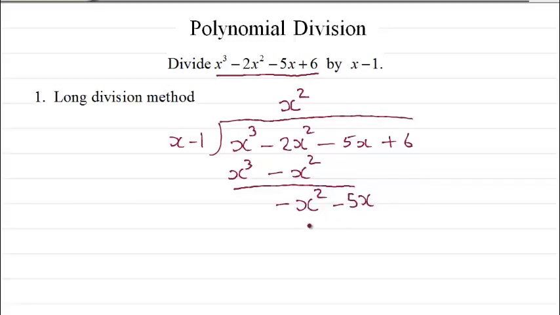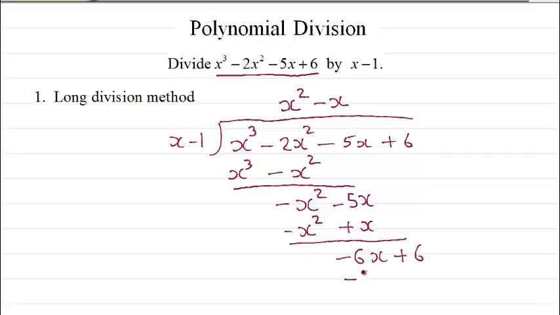Now I'm going to eliminate minus x squared. So what do we multiply this x by to get minus x squared? It's minus x. So this is the second term of our answer. So x times minus x is minus x squared here, then minus x times minus 1 is plus x. Now we're going to find the remainder. These two terms cancel. Minus 5 minus 1 is minus 6x. Bring the last term down.